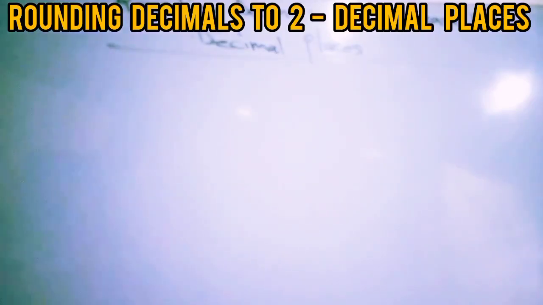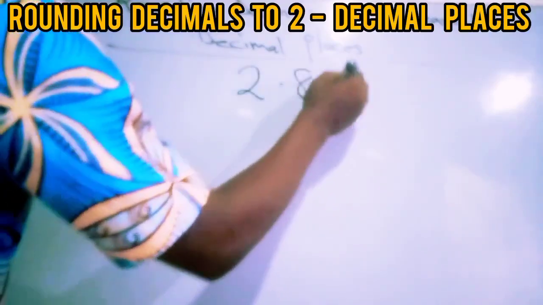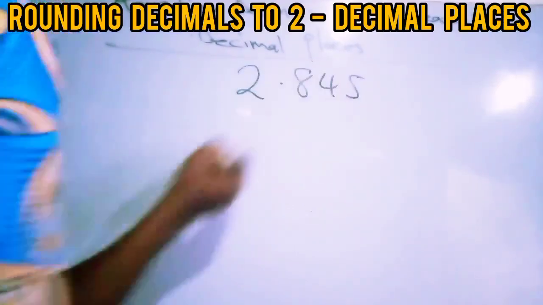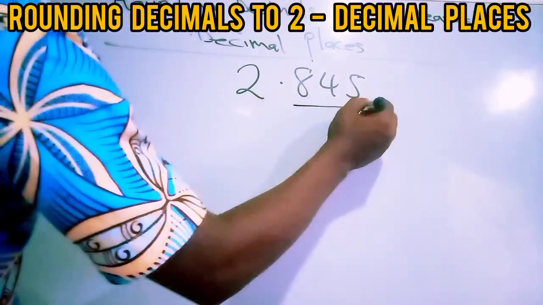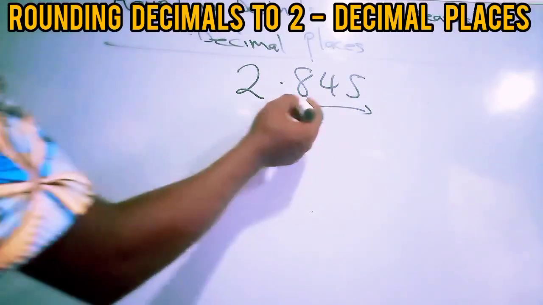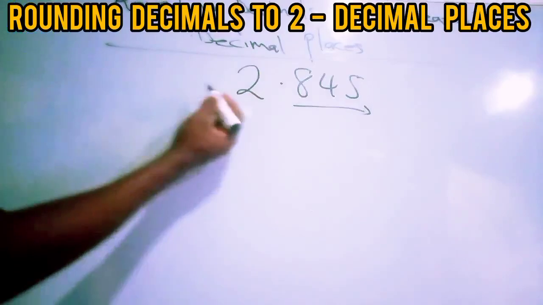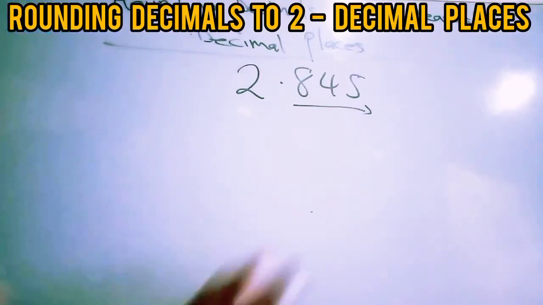In our previous lesson, we learned about the various decimal places. Let's have an example. We have 2.845. In the last episode, we said this column of the decimal number is the decimal places, while this column is the whole number column. We call them fractional or the decimal places.